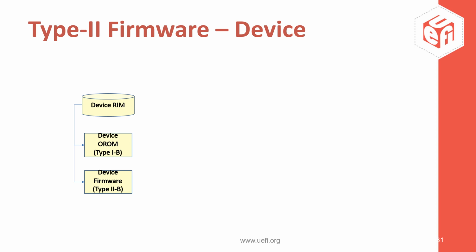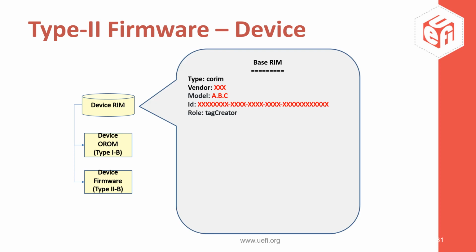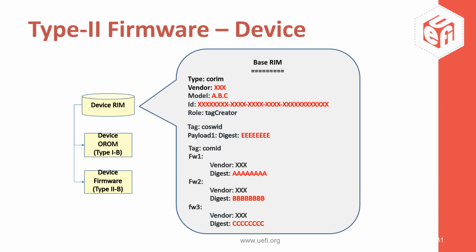In this figure, I showed a fake device RIM, the device RIM in the IETF CoRIM format. It includes some vendor information, device model, device ID, tag creator, etc. In the manufacturer phase, the device vendor creates the reference tag manifest for the device. For example, the device option ROM may use a code suite format and provide a digest, like EEE, which is a digest of the option ROM.